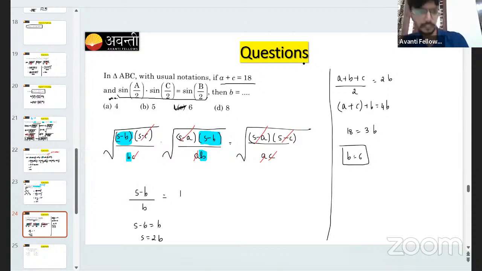This was a simple question compared to others. No much thinking was required. Just use the half angle formula and what do you put for s? a plus b plus c upon 2. I hope it is clear. Got it? So let's move on to the next one.